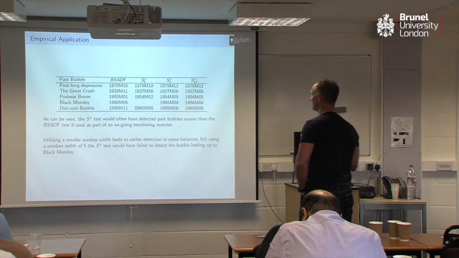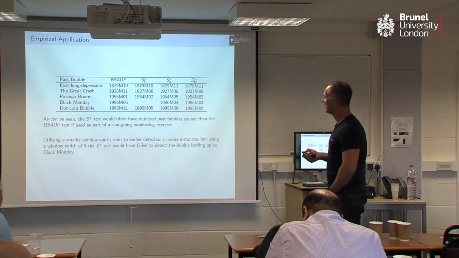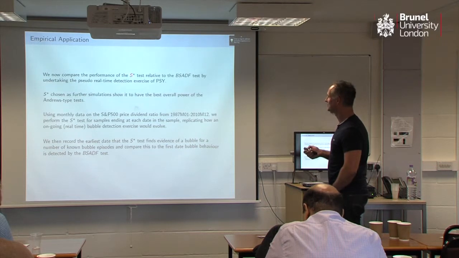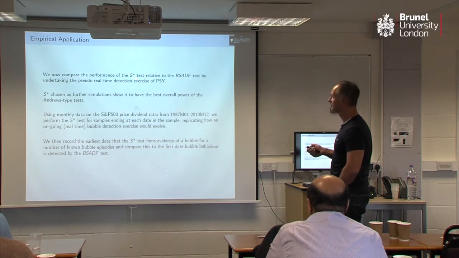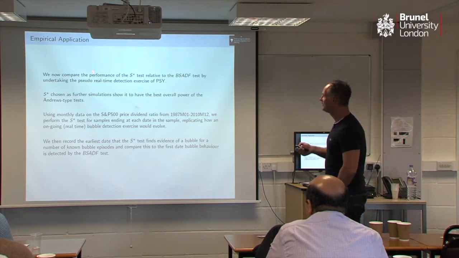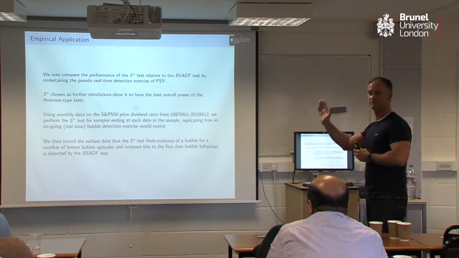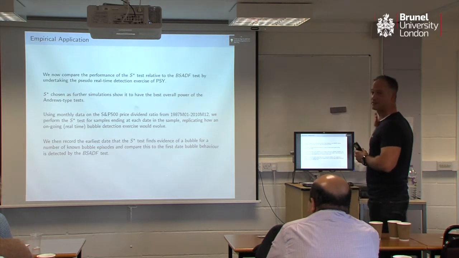So this is an application to series that were looked at in the PSY paper, where they picked up some bubbles. We'll look at S star, because that turned out to be the more powerful test of the ones we looked at. How does it compare to BSADF? If you were doing a pseudo real-time detection, I'm going to apply these as if I'm moving the end of the sample along.